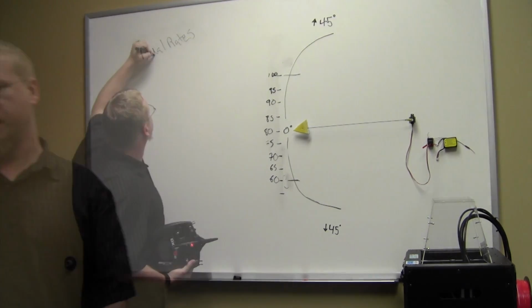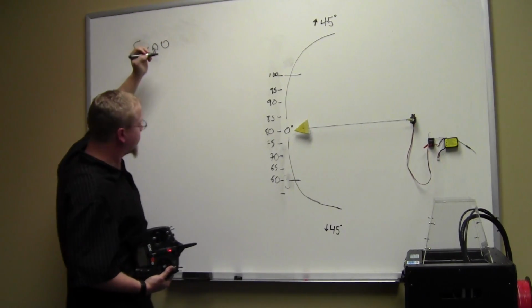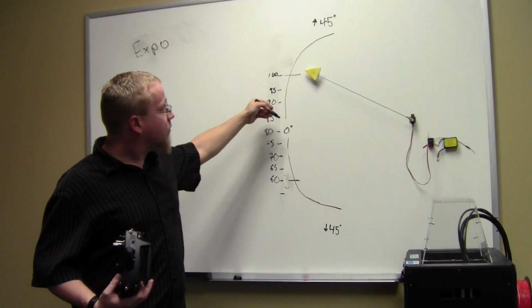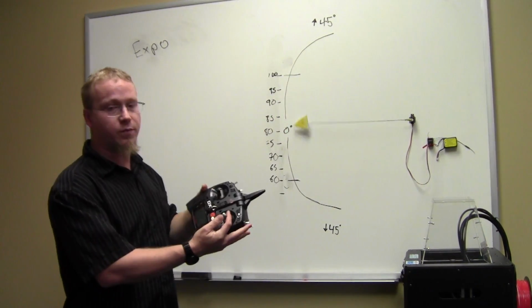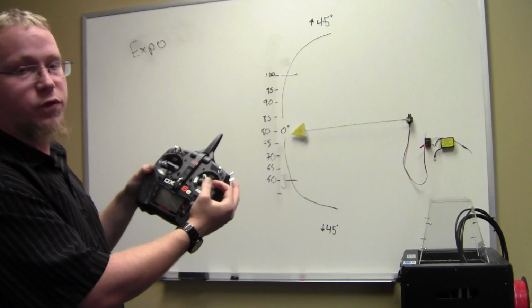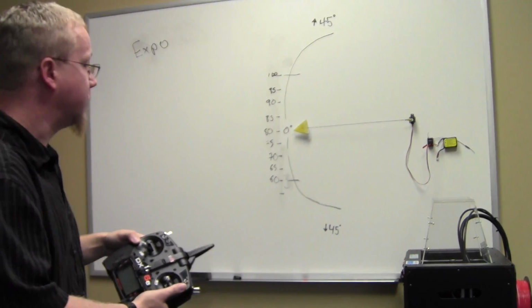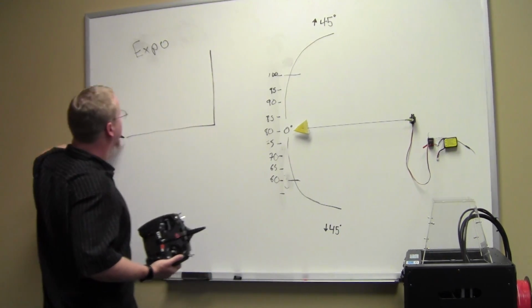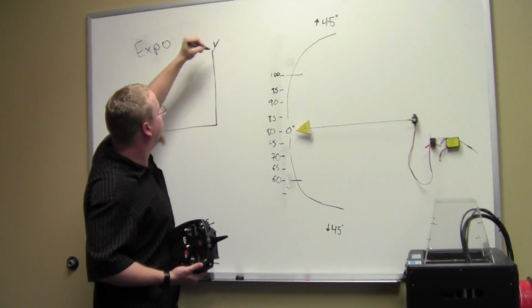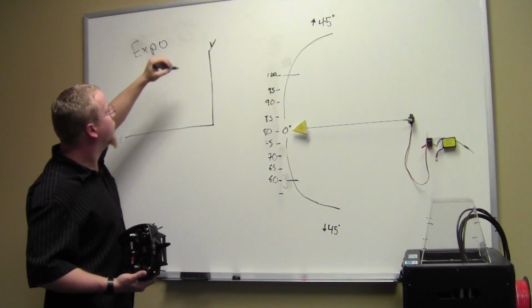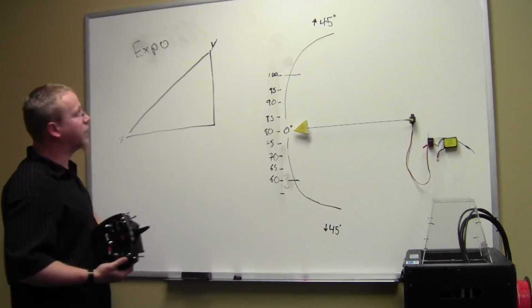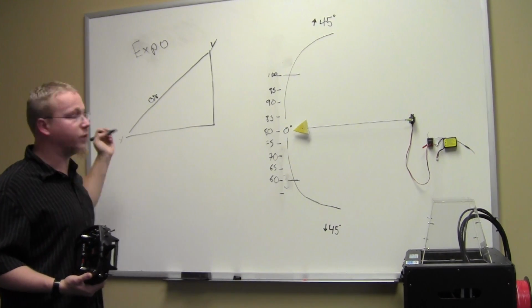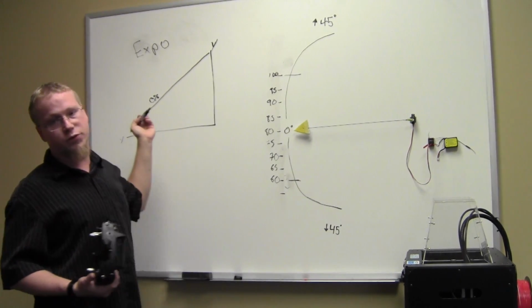We'll go to Exponential, Expo for short. Expo is in reference to a graph, essentially. So this is a 1-to-1 movement at this point. If I'm moving the stick 10%, it's moving 10% of the travel that we have assigned. Expo gives us a graph. So let's call this X, Y, and 1-to-1 would be a straight line. That would be no expo. That would be 0% expo. So let's say we want 20%.